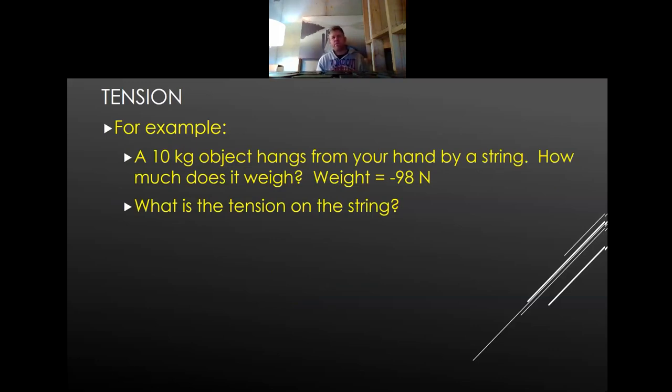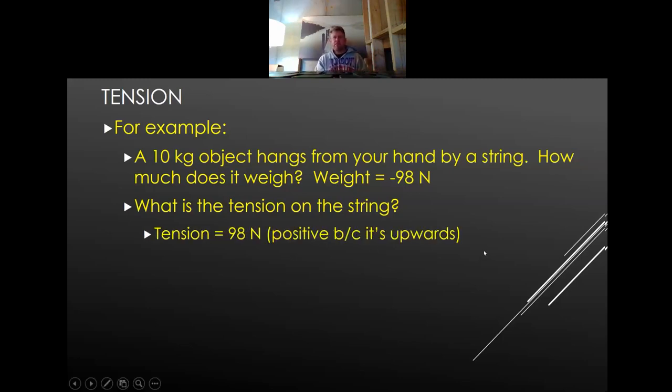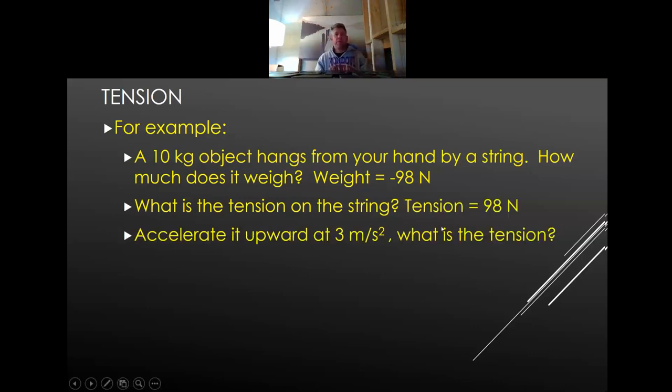Tension. So we want to know what is the tension on a string. If we have that 10 kilogram object, its weight is negative 98 newtons. Its tension should be 98 newtons. So if we're just holding it, that means we are resisting the force of gravity, right? So our tensionary force is positive because we're pulling that thing upwards at 98 newtons, right? Now, if we let it go, then its force is going to be 98 newtons downwards towards the ground, right? So then we ask, if we accelerate it upwards at 3 meters per second squared, what is the tension?